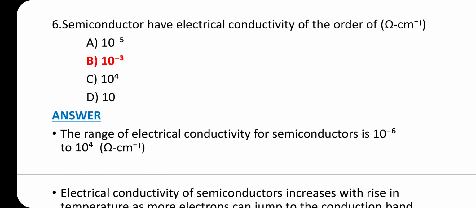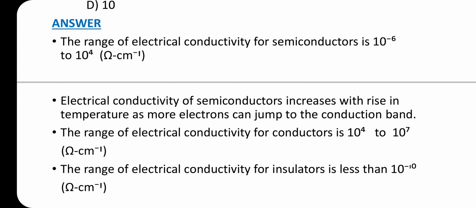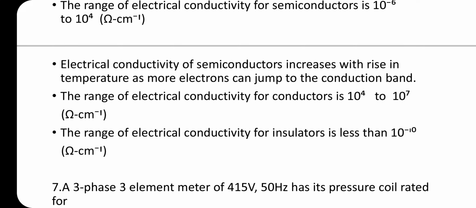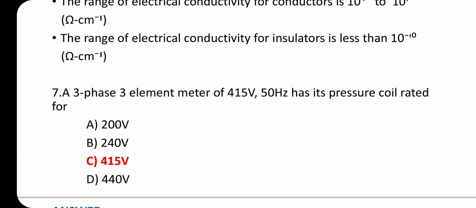Question number 6. Semiconductors have electrical conductivity of the order of ohm centimeter inverse equal to option B, 10 raised to minus 3. The range of electrical conductivity for semiconductors is 10 raised to minus 6 to 10 raised to 4 ohm centimeter inverse. Electrical conductivity of semiconductors increases with a rise in temperature as more electrons can jump to the conduction band. Additional points: the range of electrical conductivity for conductors is 10 raised to 4 to 10 raised to 7 ohm centimeter inverse. The range for insulators is less than 10 raised to minus 10 ohm centimeter inverse.